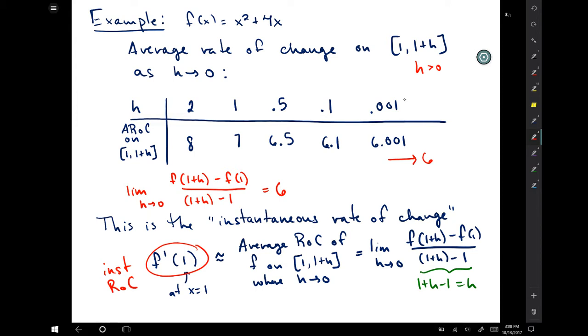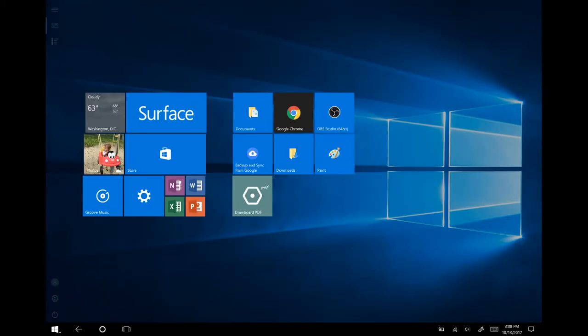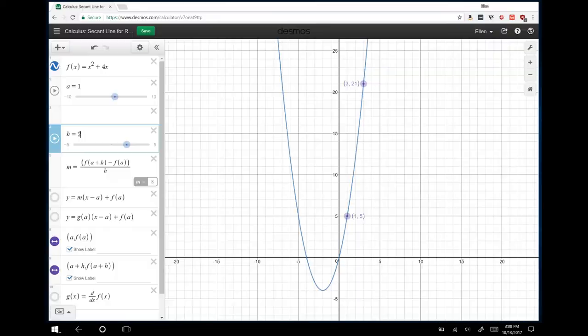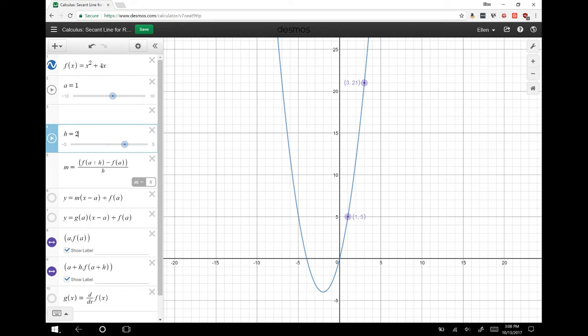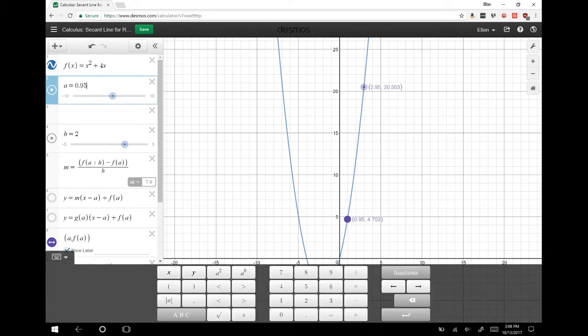So I have a handy Desmos graph that I'll show you of this function that we just looked at. So here is the function f of x equals x squared plus 4x, and I will link to this graph in the description in case you want to go play with it. And you can see I have the point 1, 5 labeled here. That's my point 1, 5. Oh, and now I've just messed it up. There's my point 1, 5.